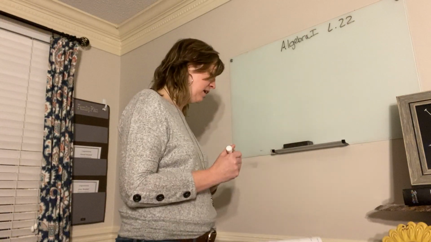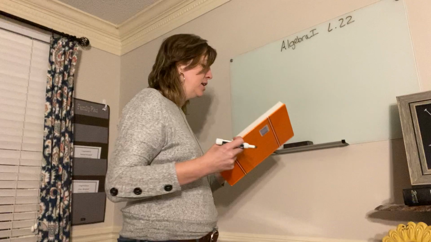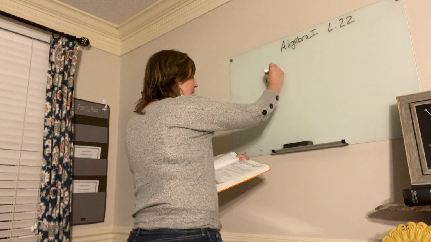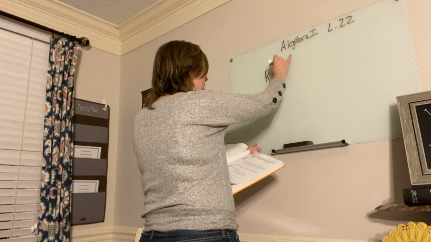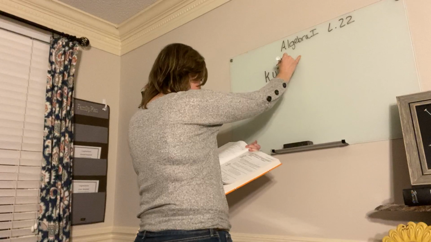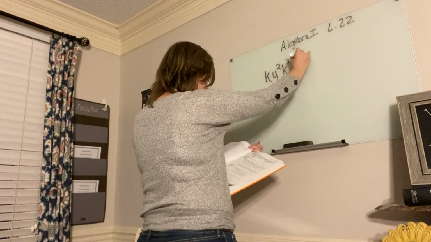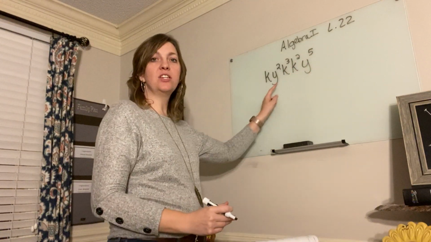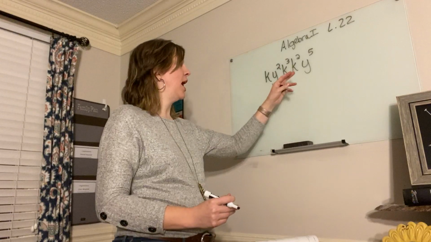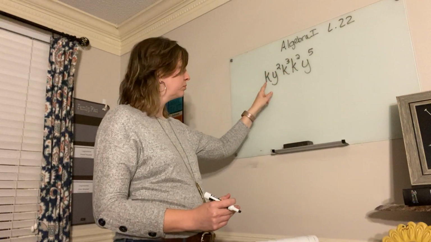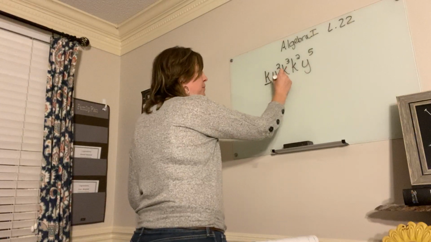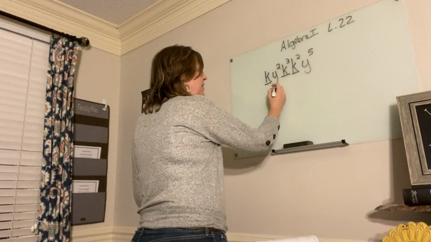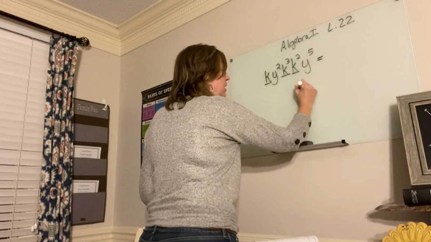Let's do page 94 and let's take a look at number 10. On page 94, number 10, it says k y squared, k cubed, k squared, y to the fifth. Notice that there is no addition sign in between or subtraction because this is all one term. So since it's all one term, I'm just going to combine together the same bases. All of these are k's that I've underlined. So I'm going to come down and say equals k.